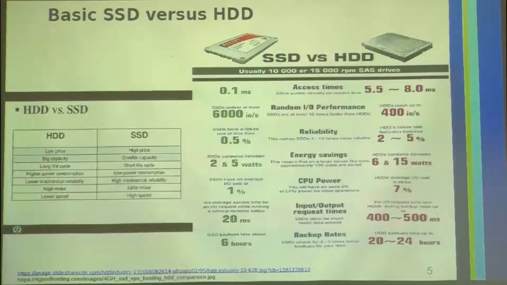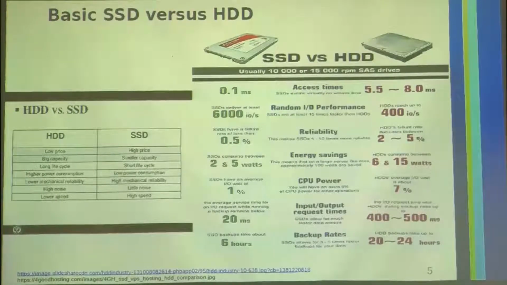There's random I/O performance. So another aspect of performance, apart from latency, is the number of IOPS per second. How many different operations can you do in 1 second? And then there's throughput as well, that we'll look at. So there's 400 IOPS for a hard drive versus 6,000 IOPS for a solid state drive. All of these numbers, when you start looking at them, are orders of magnitude in difference, right? 6,000 operations per second for a solid state drive. Then for reliability, there's a failure rate of 0.5% versus 2 to 5%, and so on.